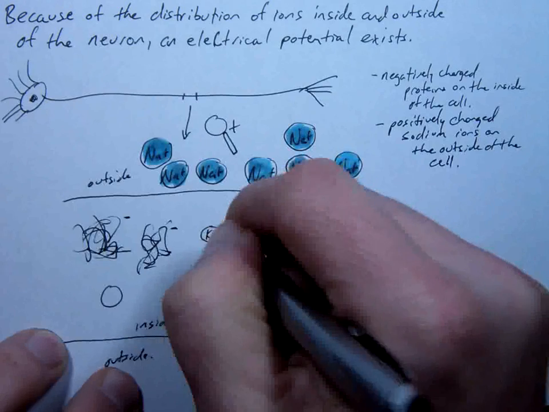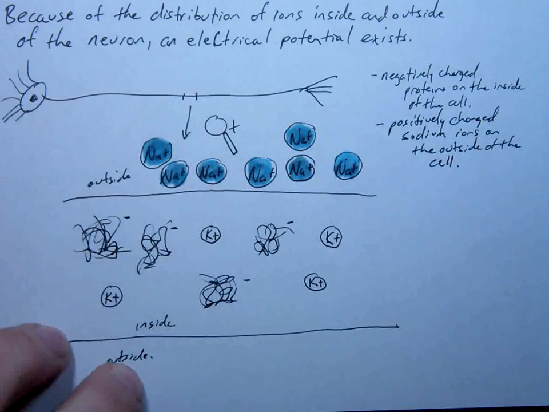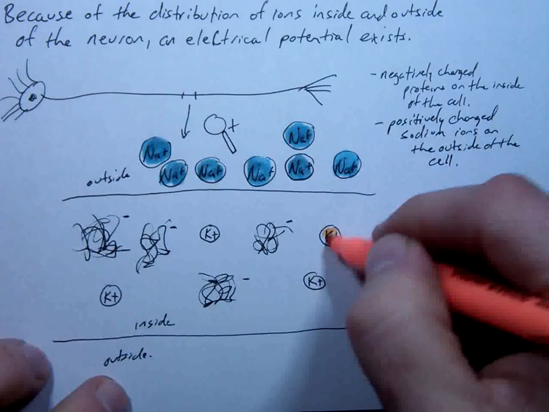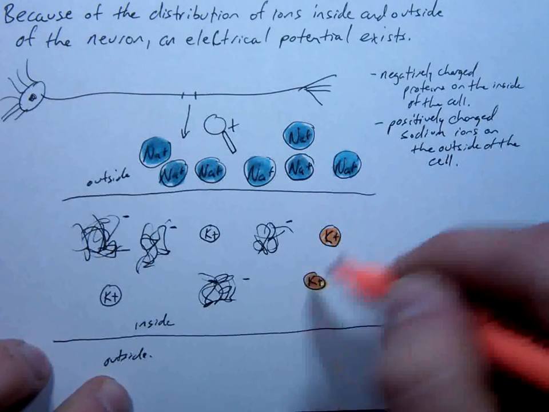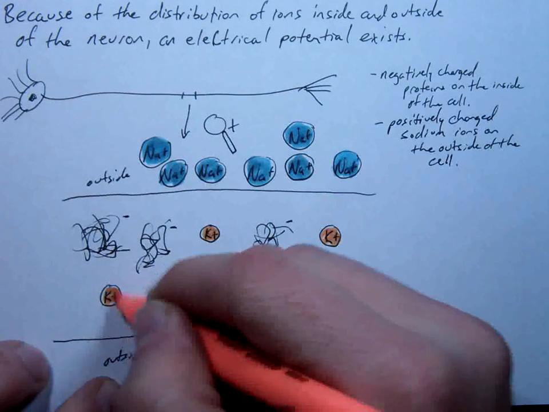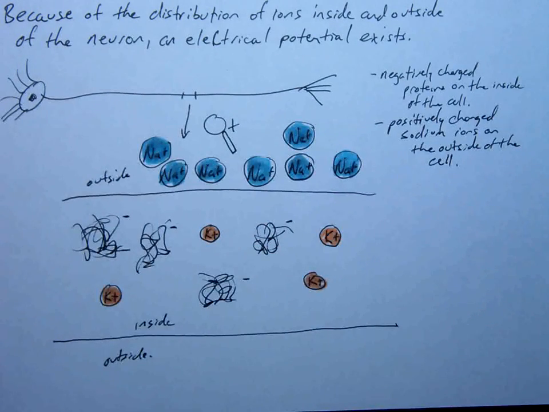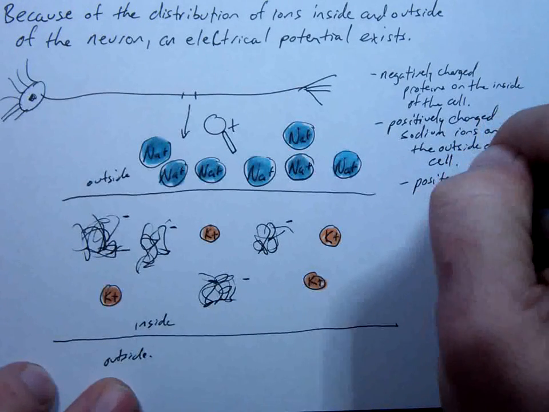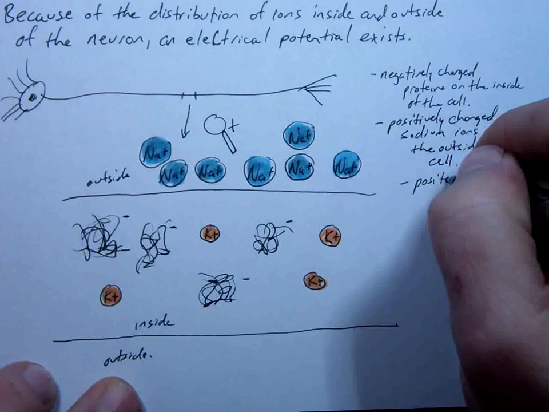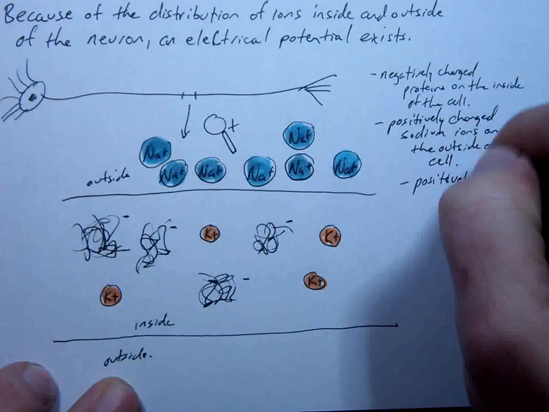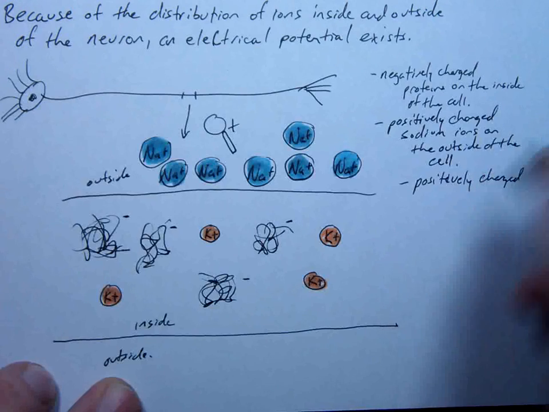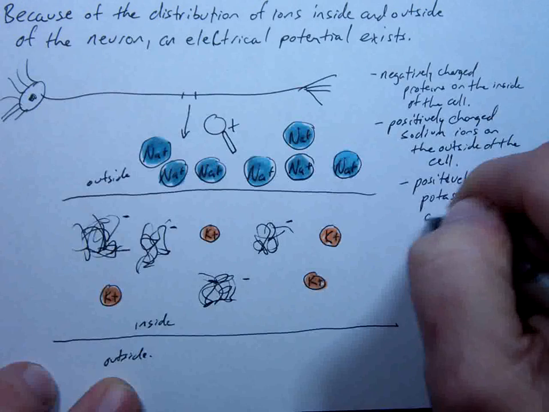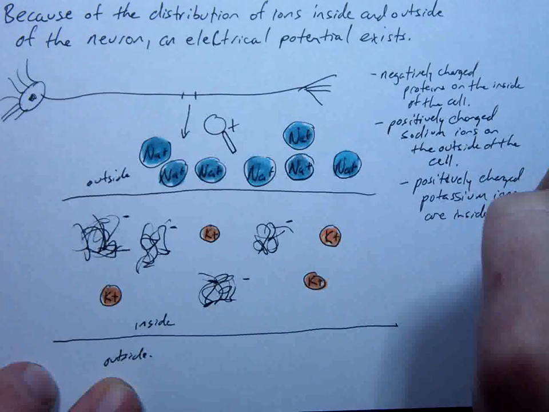And that's what I want to do orange here. When we do this illustration in lab, we're going to use blue and orange gumballs for it. It's not really a lab, it's more of a demo, but okay. Positively charged potassium ions are inside the cell.